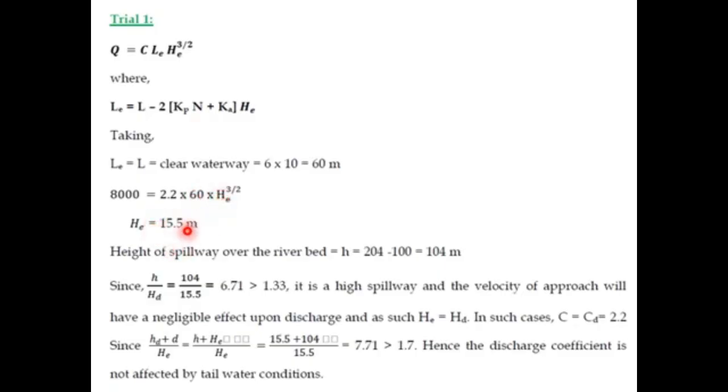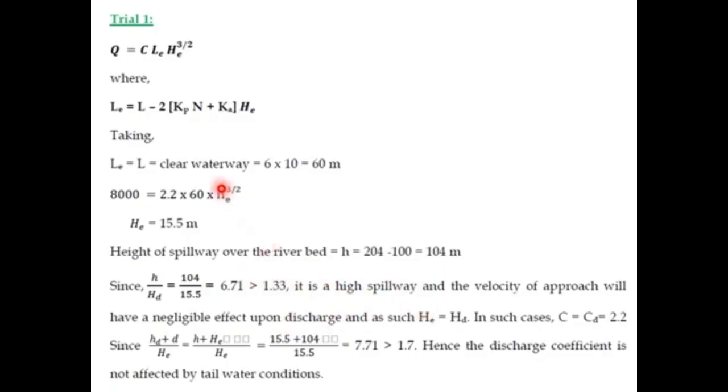So the energy head comes to about 15.5 meters. Now we know the height of the spillway over the riverbed, which is 204 minus 100, which is 104. So we can calculate the ratio, which is 104 divided by this head 15.5, which comes to 6.71, which is very much greater than 1.33. Hence it is a high spillway. So the velocity of approach can be easily neglected.